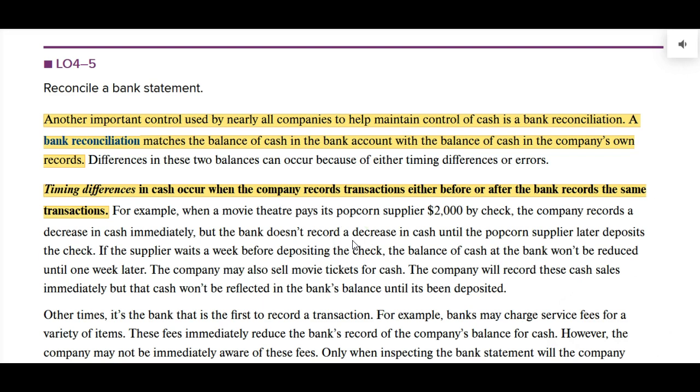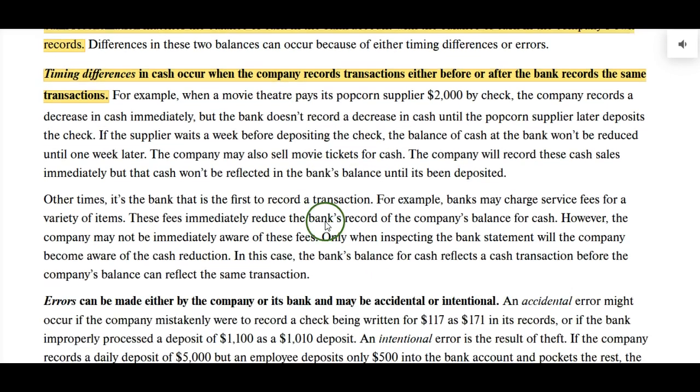We might write a check, send it out to someone, but it takes a while, maybe a long time, for them to actually deposit it and get back to our bank. So we've already reduced our cash account by the amount of the check that we wrote and sent out, but the bank doesn't know about it yet until it receives it later on. So there are timing differences we need to locate when we try to reconcile the bank statement balance of cash to the company's cash account balance.